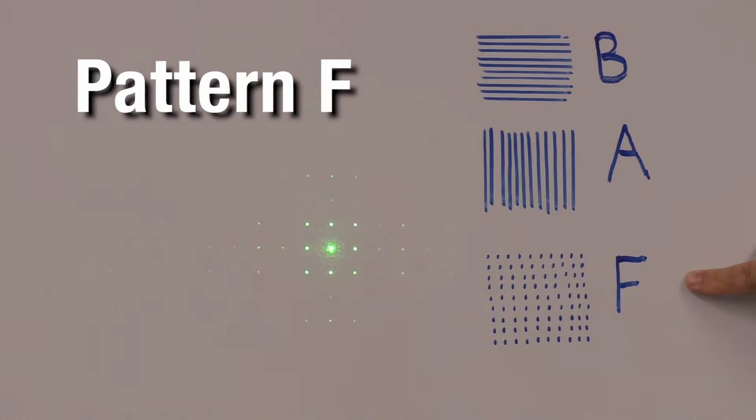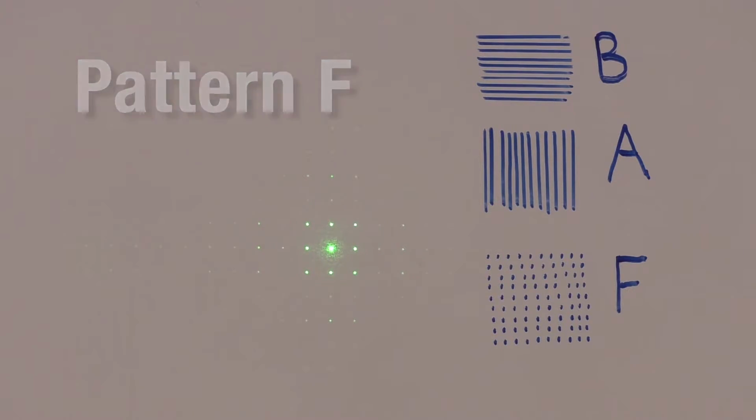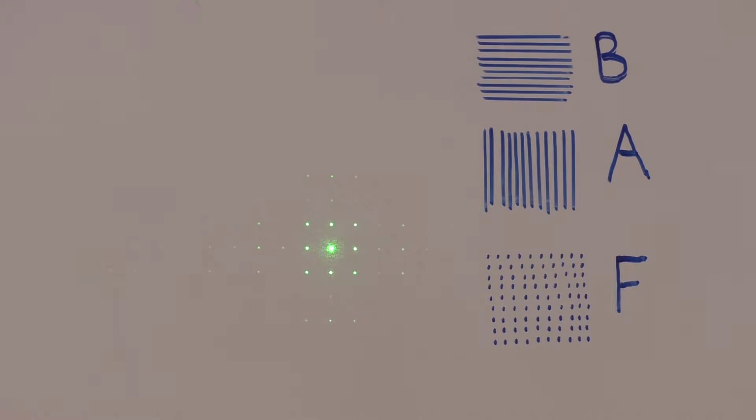So think about what you're looking at in pattern F and how that is related to the patterns made through B and A. And that's the data that you record on the first page of the data sheet.